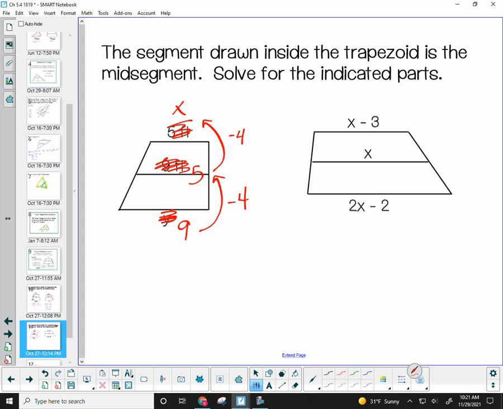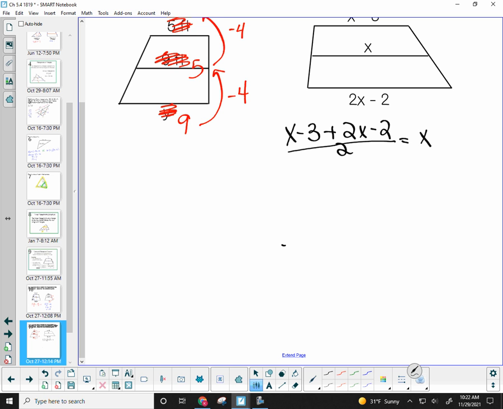All right, next one here. So we know the midsegment, again, is the average of the bases. Right, so I need to add my bases together. So that's x minus 3 plus 2x minus 2. I have to divide that by 2 to equal x, the midsegment. So I would clean that up first. Let's just combine our like terms. So I have 3x minus 5 over 2 equals x. I would then multiply both sides by 2. So I have 3x minus 5 equals 2x. I would subtract 2x, and then add 5, so x is equal to 5.